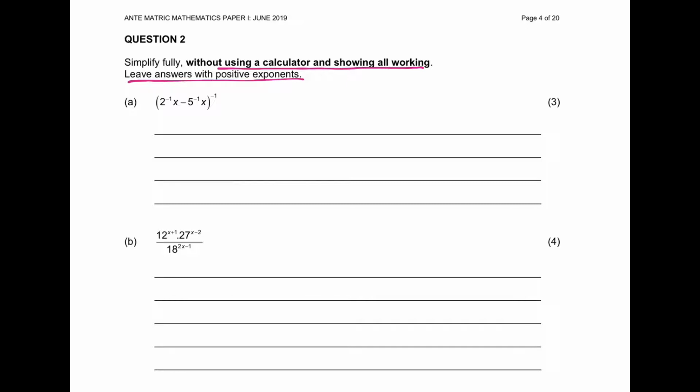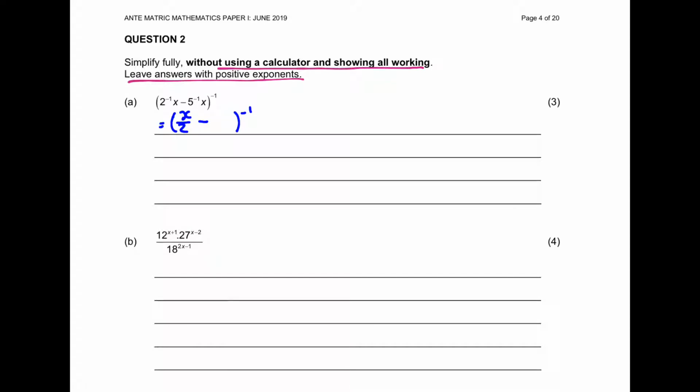Whenever you have negative exponents, your aim is to first convert those negative exponents into positive exponents. Now you've got negative exponents inside the bracket and negative exponents outside the bracket. But because we work with BODMAS, we'll focus on the inside of the bracket first. Simplify the inside of the bracket as far as you can go, and then only worry about the outside exponent. So the 2 to the negative 1, we can bring that to the bottom. So it'll be x over 2 to the positive 1.